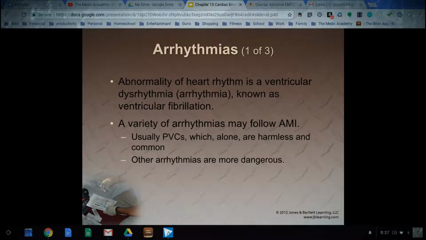But not just ventricular fibrillation. There is a wide variety of arrhythmias that can follow an AMI. It usually involves PVCs, which alone are harmless and pretty common in the patient population. But coupled with an acute myocardial infarction, they can be particularly problematic. We'll learn more about PVCs a little bit later on when we start talking about EKGs.